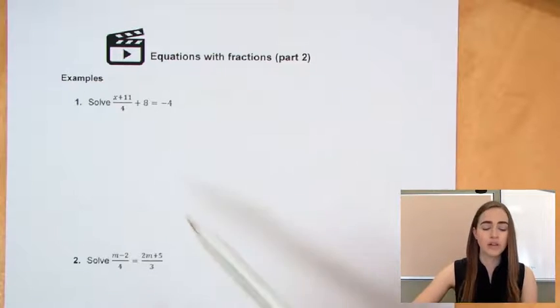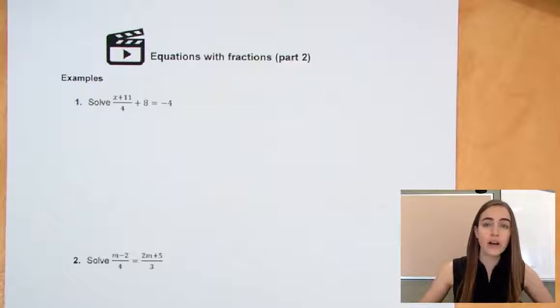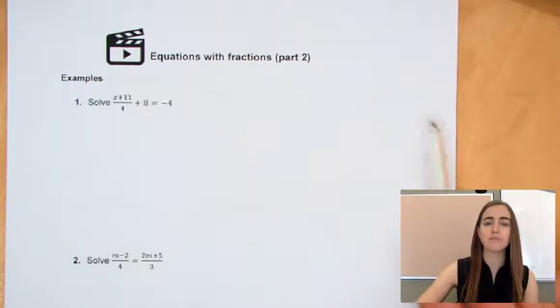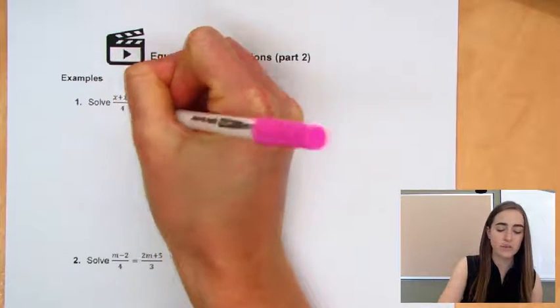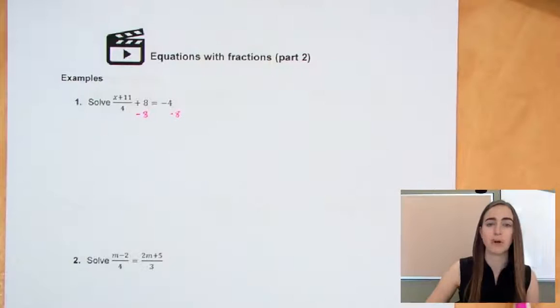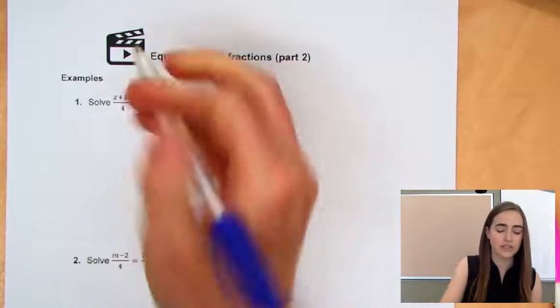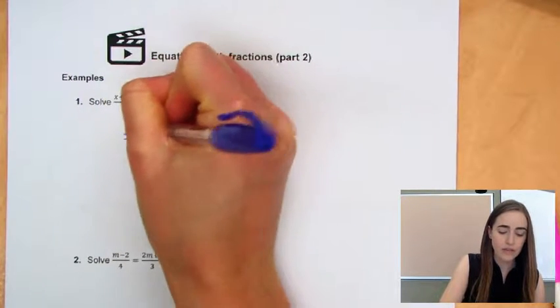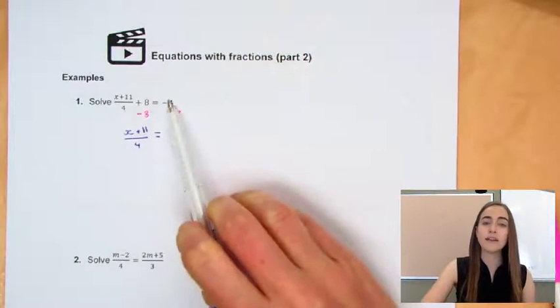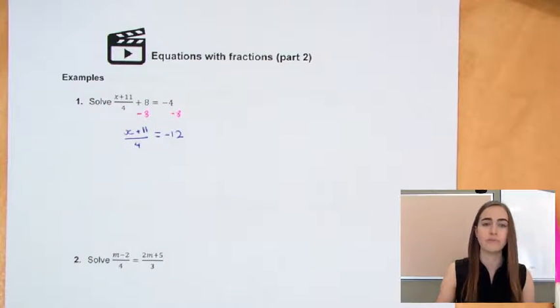So the first thing that I would get rid of here is that plus 8. You can do it in a different order and that's fine, but I'm going to get rid of that plus 8 first. And we know that to get rid of a plus 8, we're going to do the opposite or the inverse. So we're going to subtract 8 from both sides. So that's just going to leave us with this whole fraction on this side. So we've got x plus 11 over 4 equals, and minus 4 minus 8 would give us minus 12.